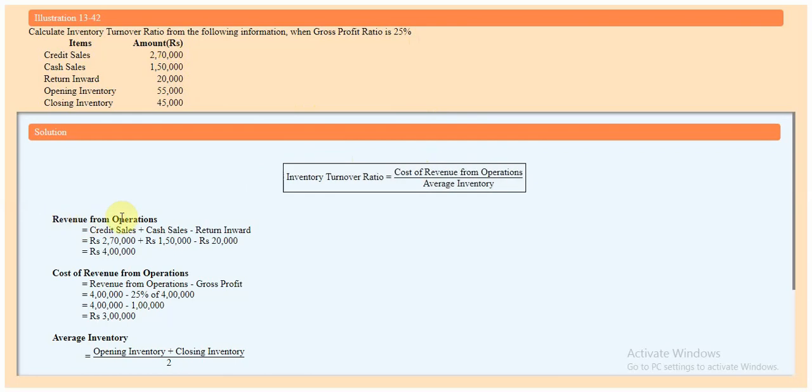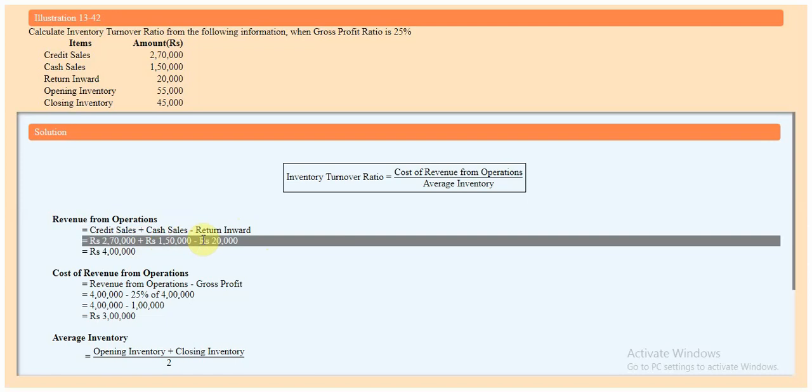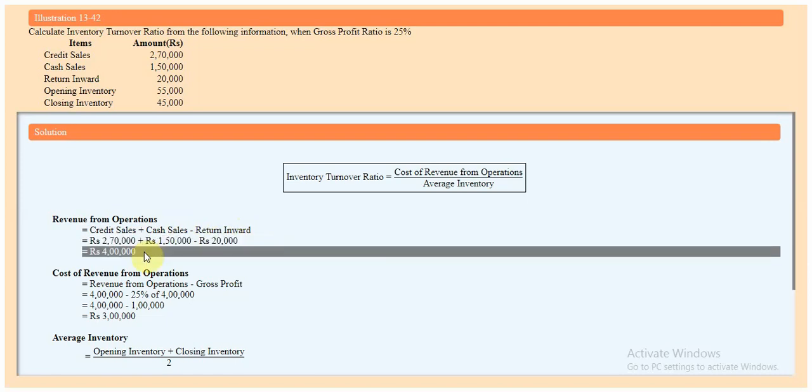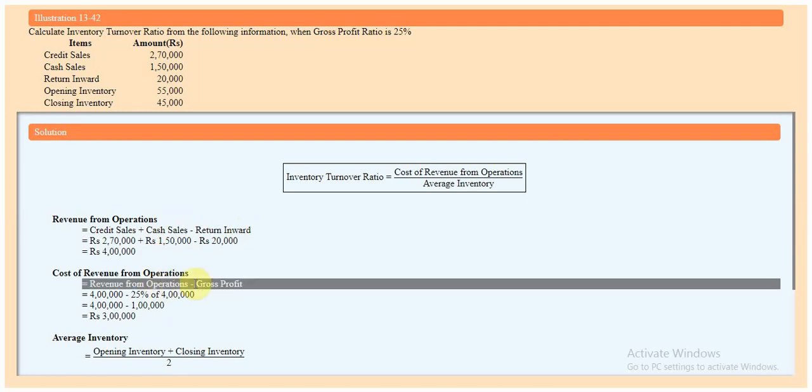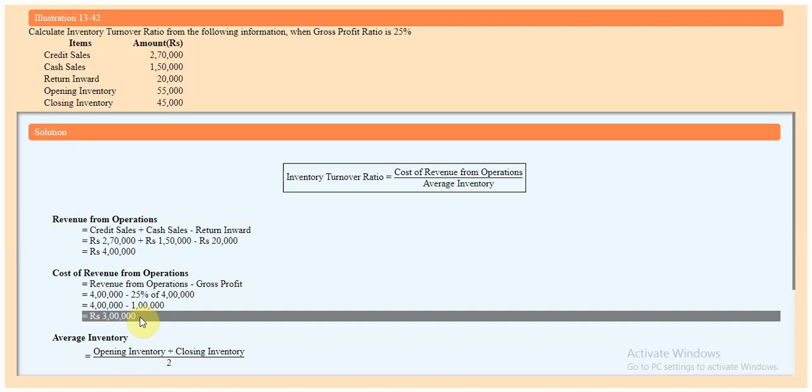So for finding out revenue from operations, we need credit sales, cash sales and return inward. With these three details we can find out, right? So credit sales plus cash sales minus return inward will give us the revenue from operations. From the revenue from operations, we have to reduce the gross profit percentage. So revenue from operations minus GP. So revenue from operations is 4 lakh minus GP, which is 25% of 4 lakh. We get cost of revenue from operations as 3 lakh rupees.